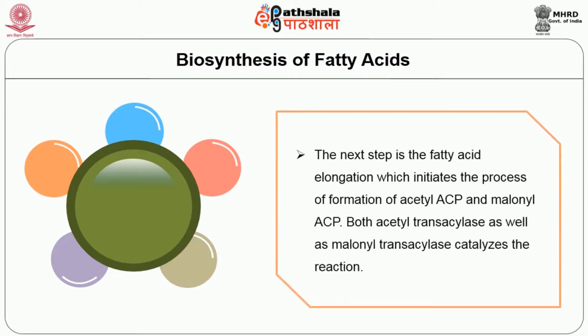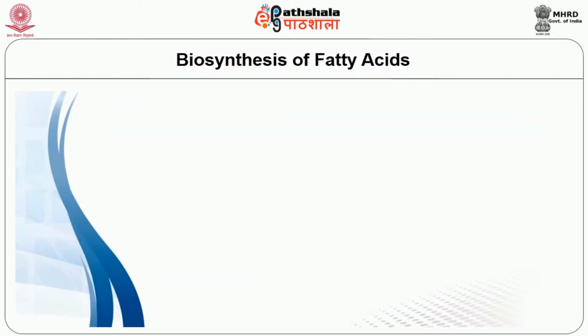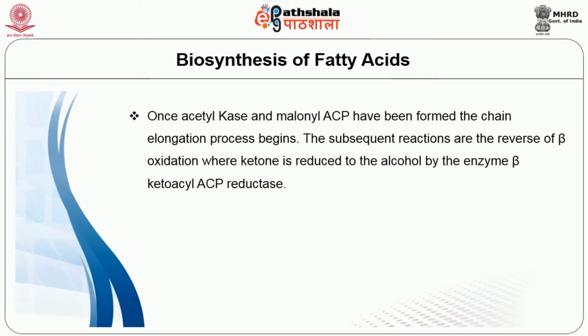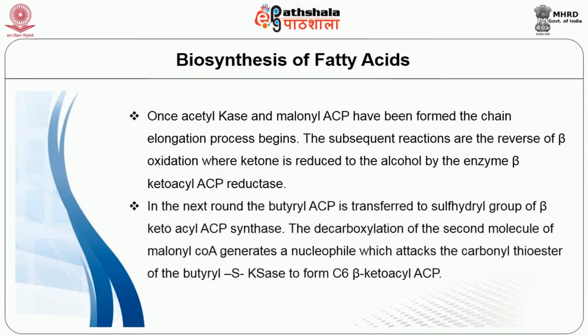The next step is the fatty acid elongation, which initiates the process of formation of acetyl ACP and malonyl ACP. Both acetyl transacylase as well as malonyl transacylase catalyze the reaction. Once acetyl ACP and malonyl ACP have been formed, the chain elongation process begins. The subsequent reactions are the reverse of beta oxidation, where ketone is reduced to the alcohol by the enzyme beta-ketoacyl ACP reductase. In the next round, the butyryl ACP is transferred to the sulfhydryl group of beta-ketoacyl ACP synthase.